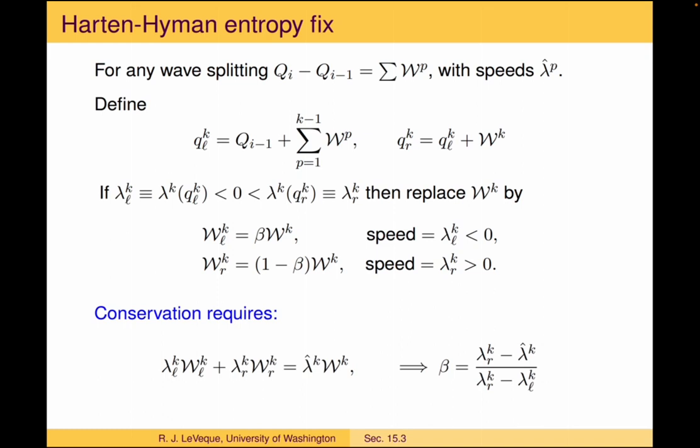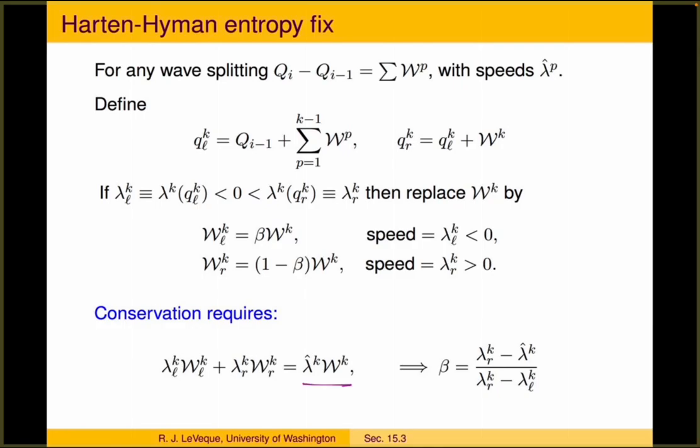So in the wave propagation form, we're usually adding in lambda k hat times wk as a contribution to one of the fluctuations. To make sure the fluctuations still add up to the flux difference, we have to make sure that now that we've split things into 2 waves, we have the sum of lambda times w for those 2 waves equal to what it was originally. And if you just plug these 2 formulas into this relationship, then you come up with this value of beta.